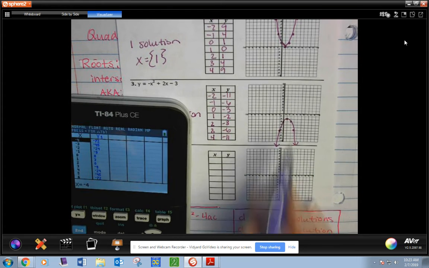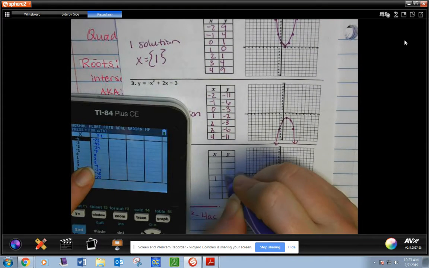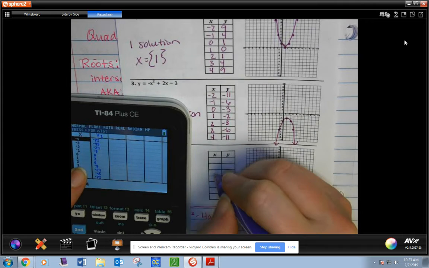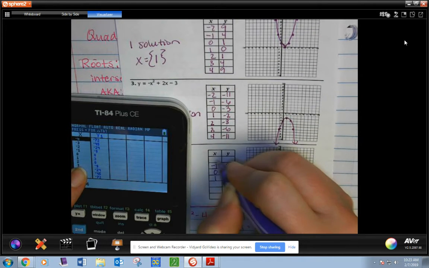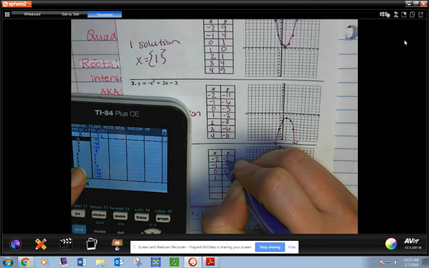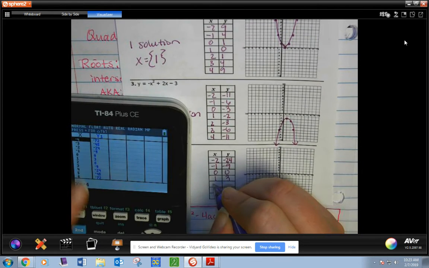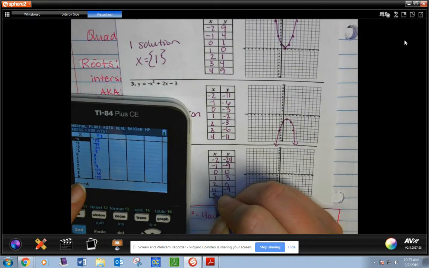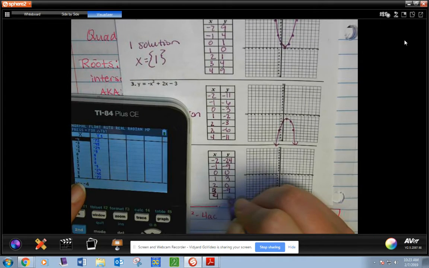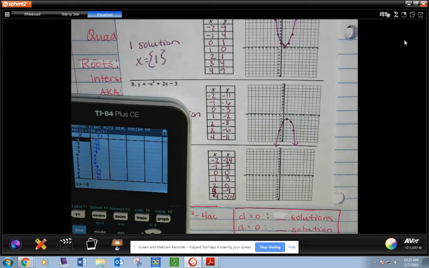Okay, so I'm starting with my vertex, which is 1, 3, putting it right in the middle. I've got 0, 0, -1, -9, -2, -24. Going down, I've got 2, 0, 3, -9, and then 4, -24. I apologize, I had a mistake there.